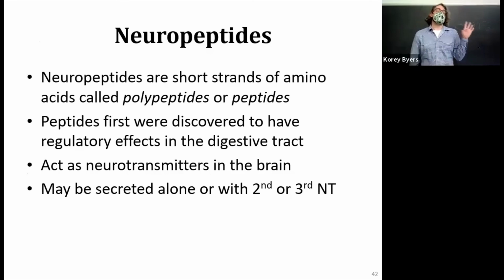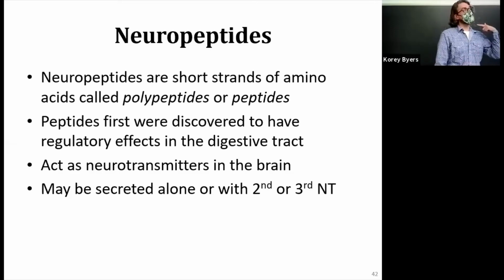Finally, with the large molecule, we're just going to stick with neuropeptides. The neuropeptides are just short strands of amino acids, a bunch of amino acids peptide bonded together, called polypeptides. They were first discovered in the digestive tract to have a regulatory role. I think we talked a little bit, maybe in this class or the other class, about how your digestive system is kind of like the second brain, because a lot of neurotransmitters that are released in the digestive tract also affect your brain in similar ways, like serotonin and neuropeptides.